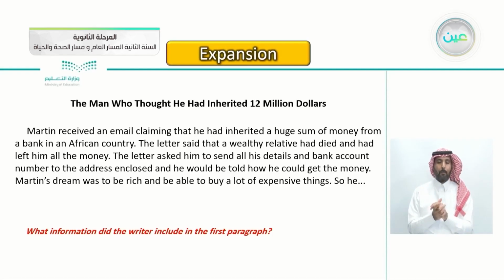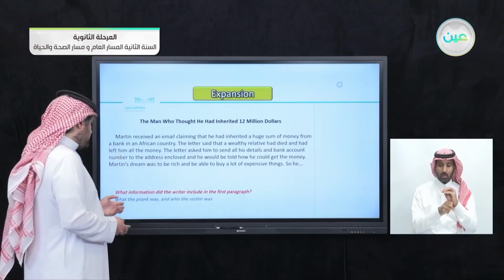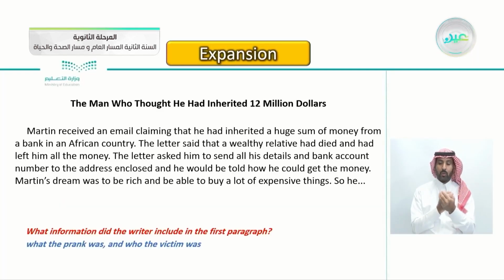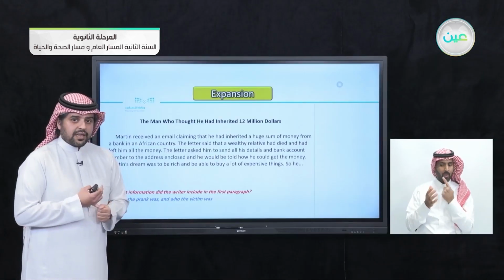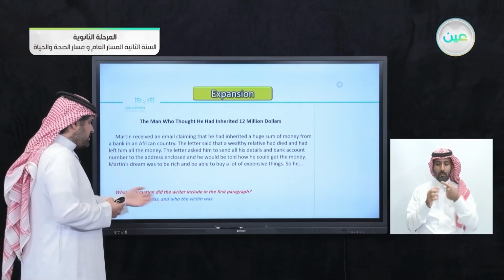What information did the writer include in the first paragraph? If you notice the paragraph, this is the first paragraph. What information? Try to guess the information. Yes, very good. What the prank was, that someone, Martin, received an email, and who the victim was, Martin. So from the first sentence, you can see what was the prank and who was the victim.